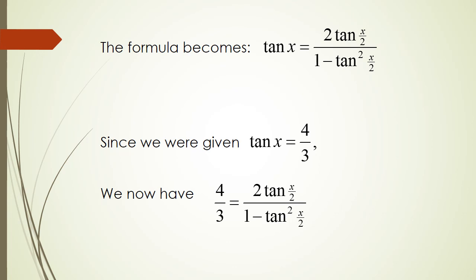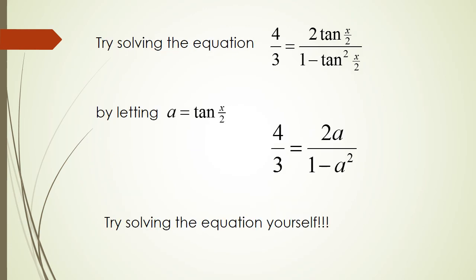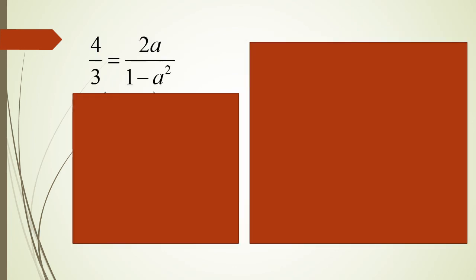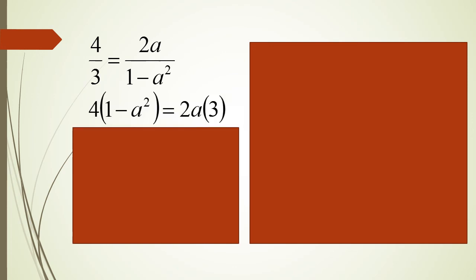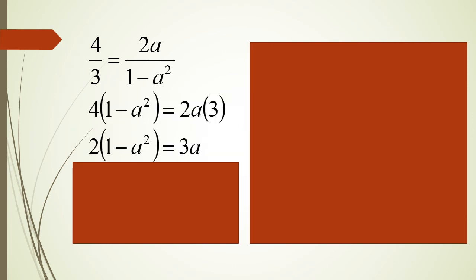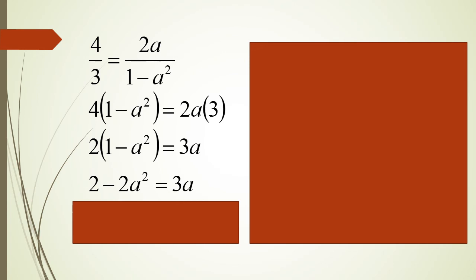Now we have an equation to solve, which kind of looks ugly. So what we're going to do is we're going to let a replace the tan of x over 2, just so it looks a little bit better. And now it actually looks so good you can probably try it yourself. So take a moment, pause the video, see if you can solve for a. So we're going to cross multiply, divide both sides by 2, expand on the left, and it's a quadratic equation, so you have to get everything over on one side.